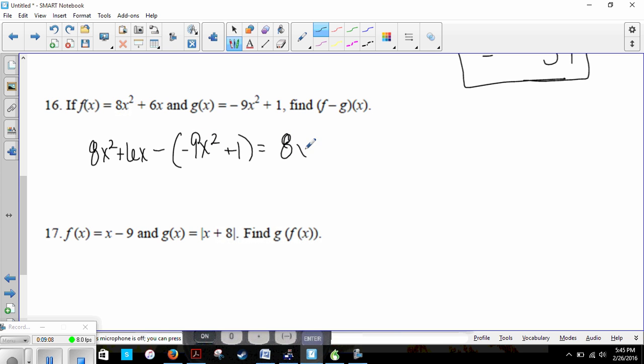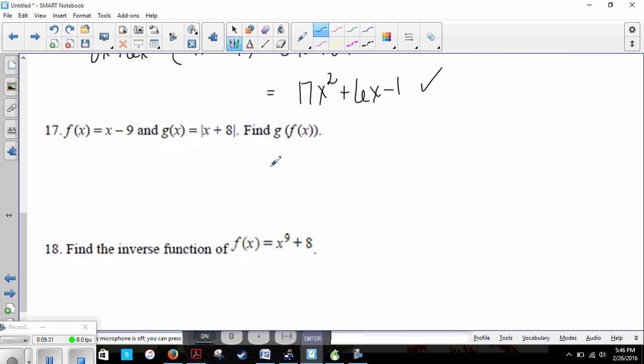And so you'll need to distribute the negative sign. Everybody always forgets the negative sign. And then you'll combine like terms. I have an 8x squared and a 9x squared. That's 17x squared. And the 6x and the minus 1 don't have anybody until now. I am all finished there.